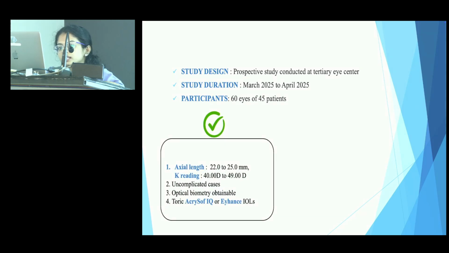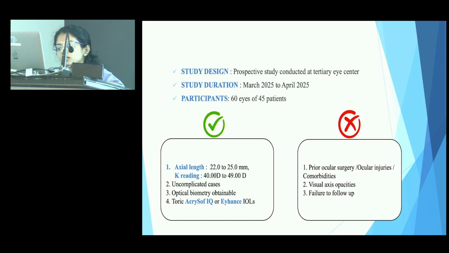So the inclusion criteria are axial length ranging from 22 to 25 millimeter, K reading of 40 to 49 diopter, all uncomplicated cases, patients whose biometry is obtained using optical biometry, and patients in whom toric AcrySof IQ or Eyehance IOLs are implanted. And the exclusion criteria include prior ocular surgery or any ocular injuries or any other comorbidities in the same eye, any visual axis opacities, or any patients who fail to follow up.